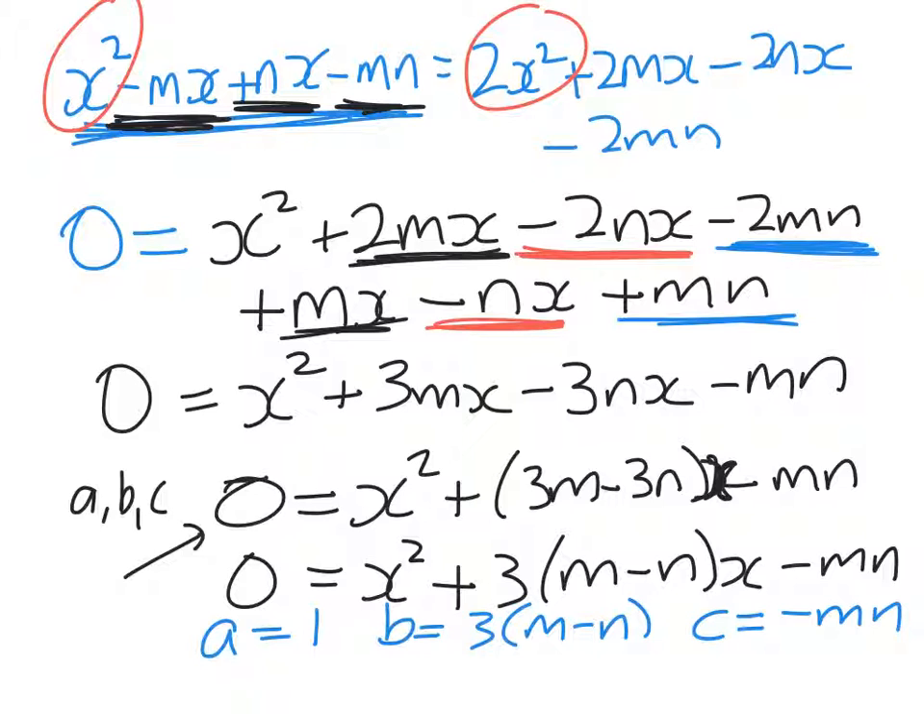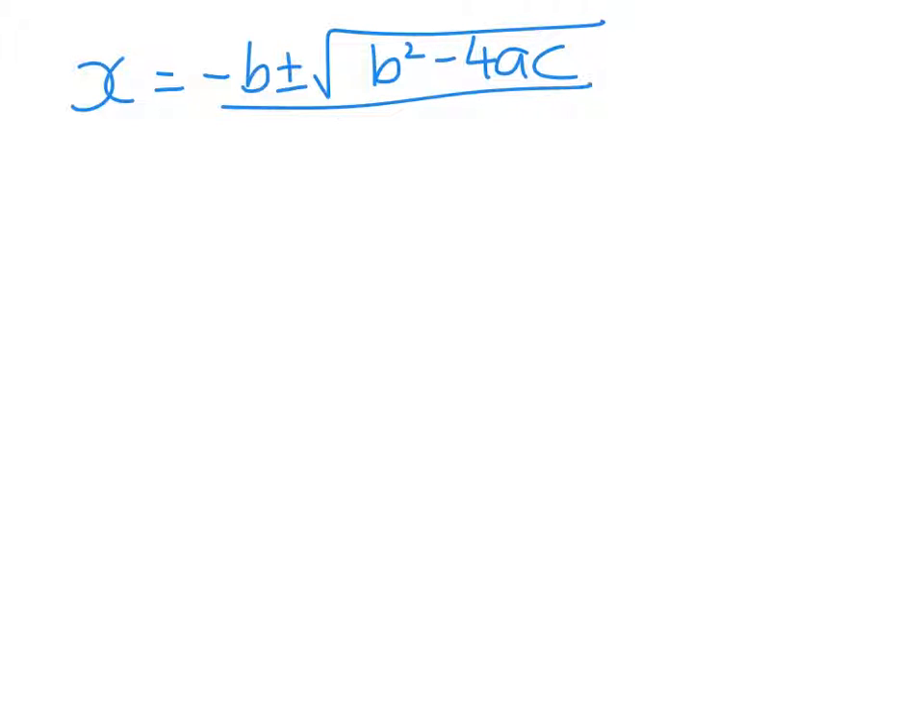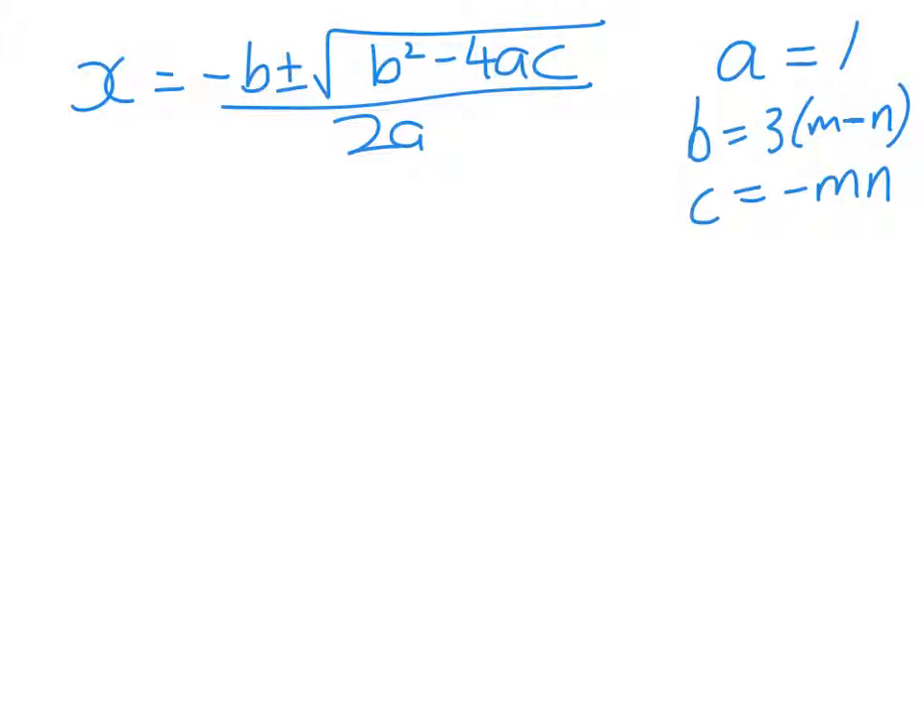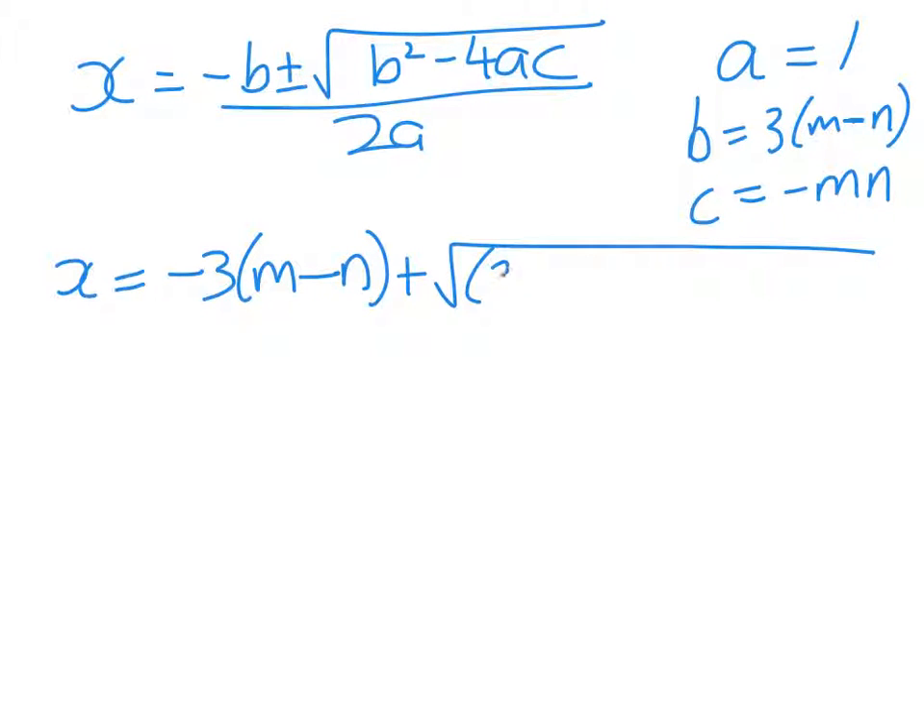The next step is using the quadratic formula to solve the equation. So x is equal to negative b plus or minus root b squared minus 4ac over 2a. Yes, you get that on your formula sheet. If you need it, you haven't done enough practice at excellence questions. So a equals 1, b equals 3 times m minus n, and c equals negative mn. So x is now going to be negative 3 times m minus n plus or minus the messy bit, b squared.